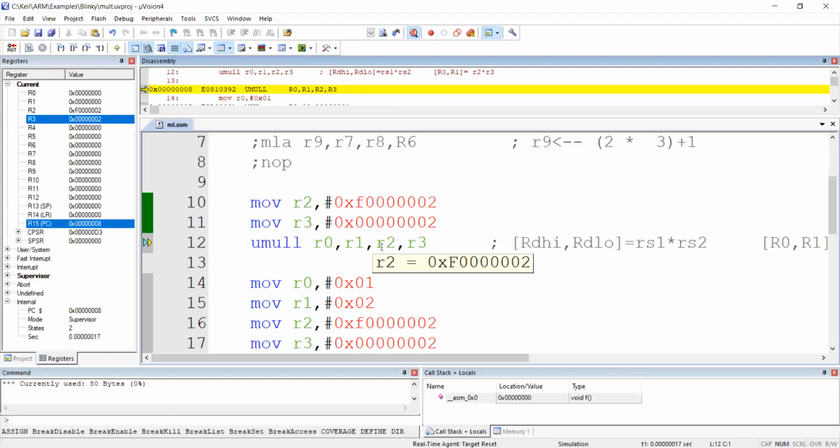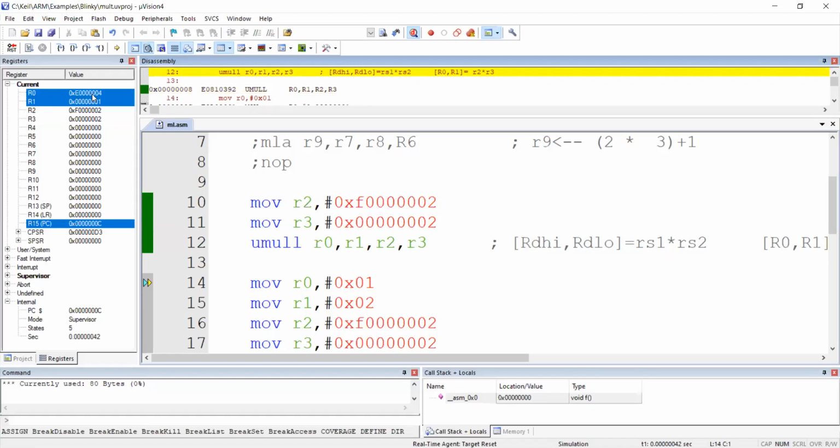So the answer is R2 into R3, which is 64-bit. It is not possible to store it in any of the remaining registers, R0, R1, R4 to R12. These are all not possible to store because the length of the result is 64-bit. So we are taking two registers together, R0 and R1. See here, the answer R0 will have here. Let me share the calculator first once again.